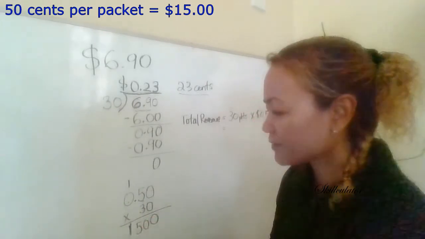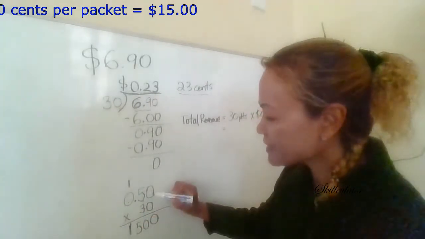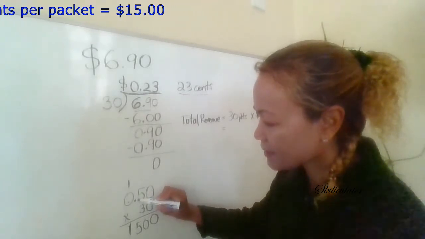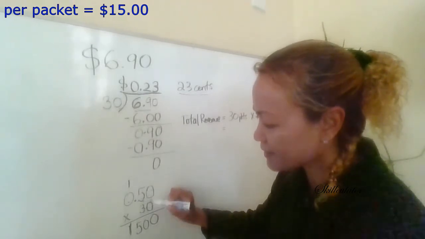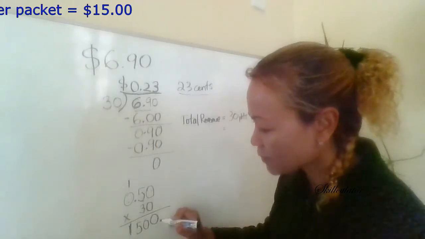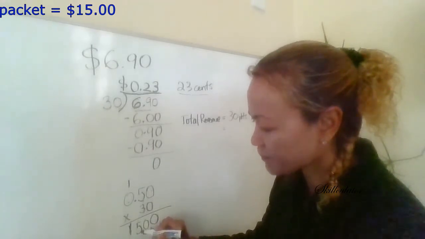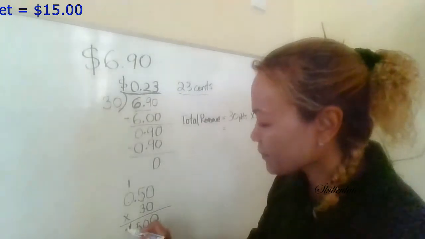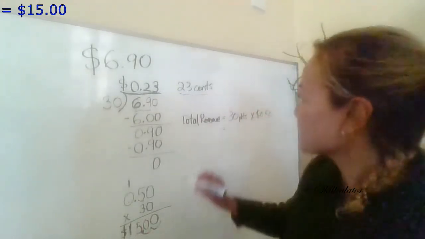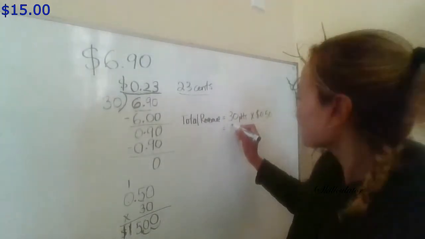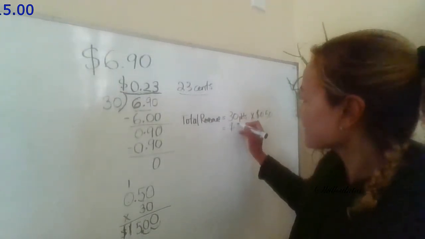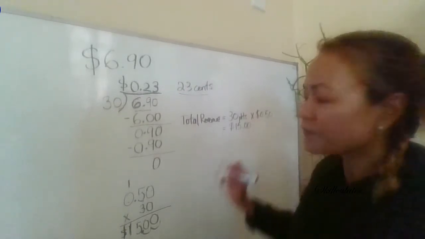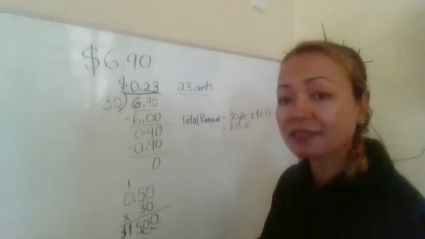Okay. 15. How many decimal places here? 1, 2, right? And here there are none. So 2, 1, 2. So the answer is $15. Right? 15.00. $15.